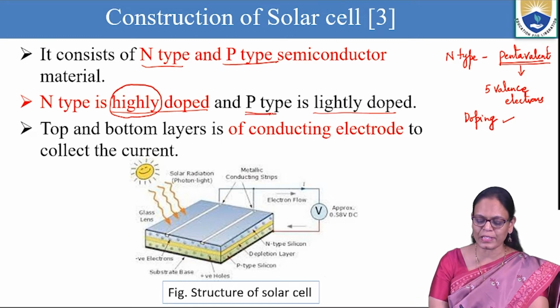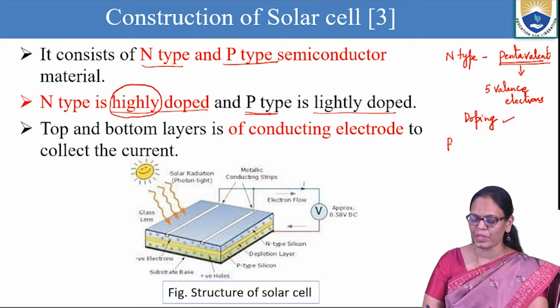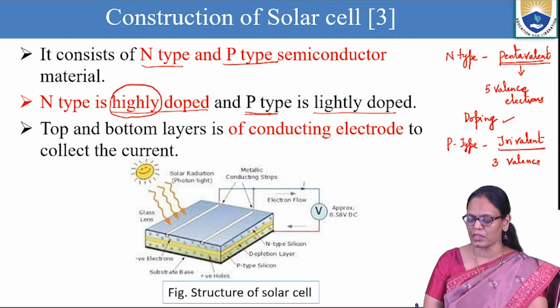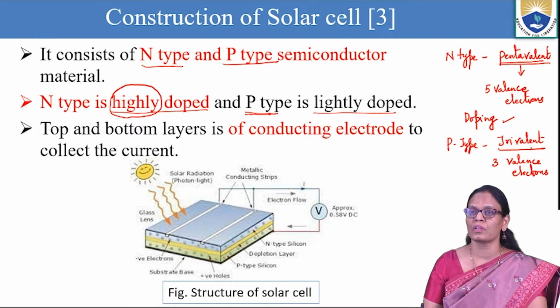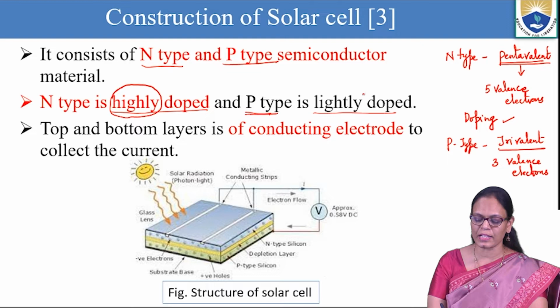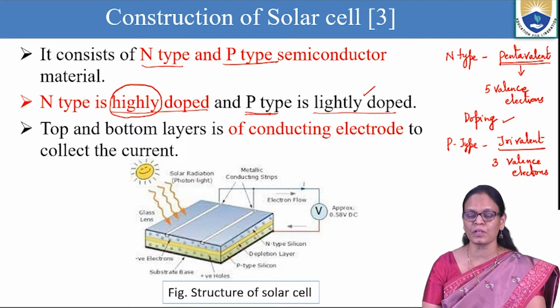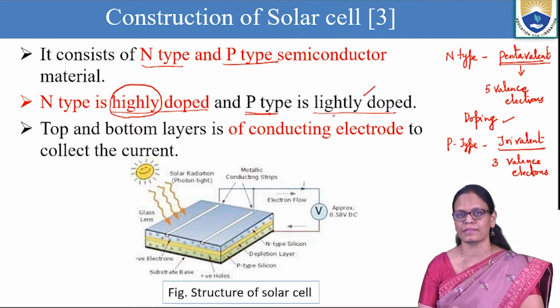And then we are taking P-type material. When I say P-type here, it means we are adding a trivalent impurity. Trivalent impurity will have 3 valence electrons. But the number of atoms of the P-type that are added is less. So we say it is lightly doped. So we are taking N-type material which is heavily doped and the P-type which is lightly doped. The concentration of the atoms is less.